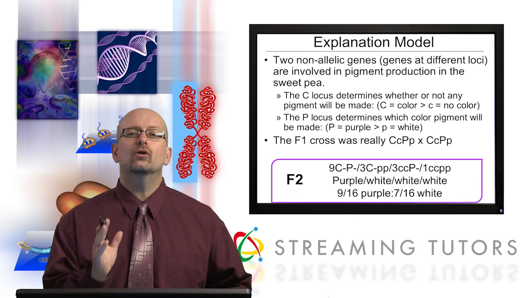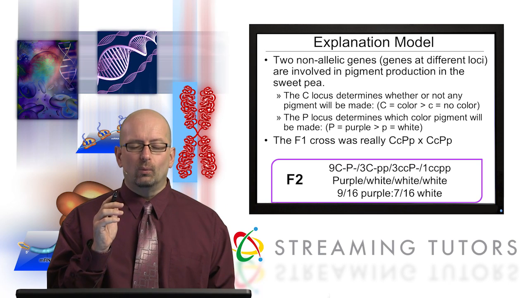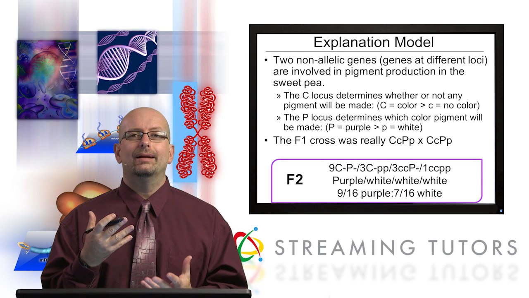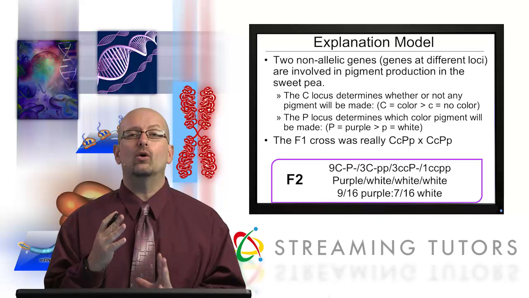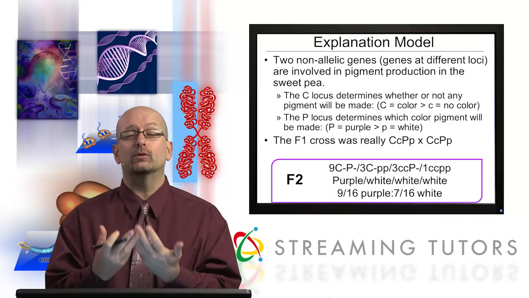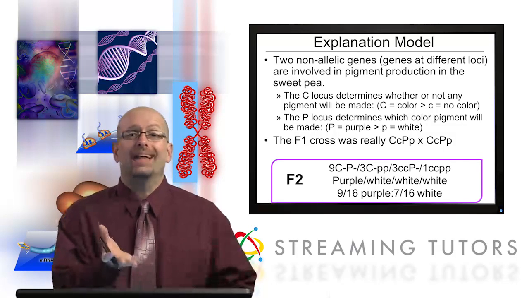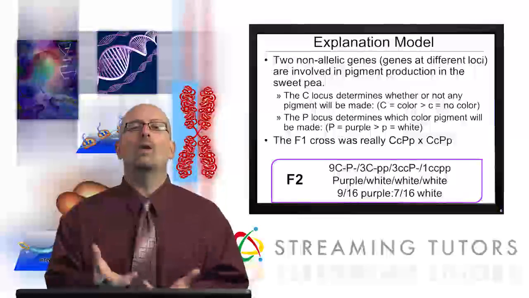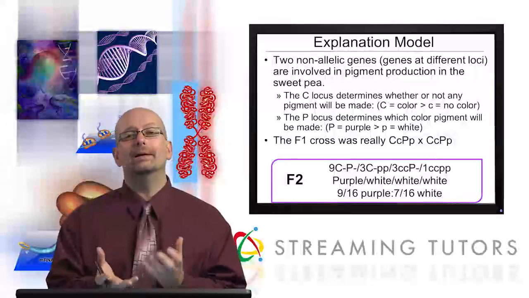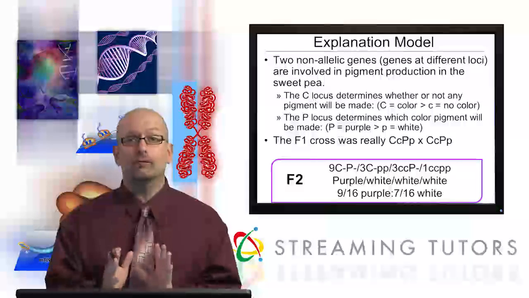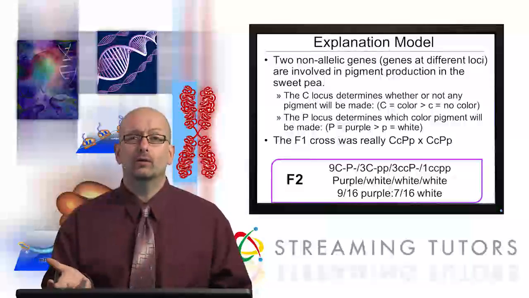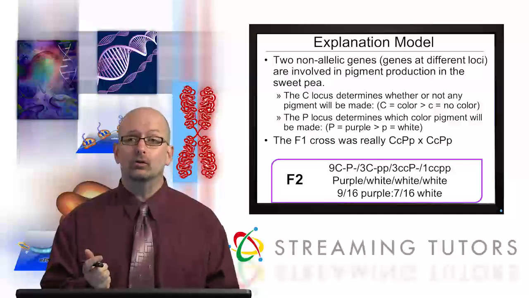Because here's an explanation model. Now, when I say it's a model, in reality, the way these genes interact is not quite as important as being able to understand why this type of a ratio occurs. So I'm going to give a little bit of an oversimplified model, but it's good enough for you to understand. And then I'll show you another model which is probably more close to the truth.